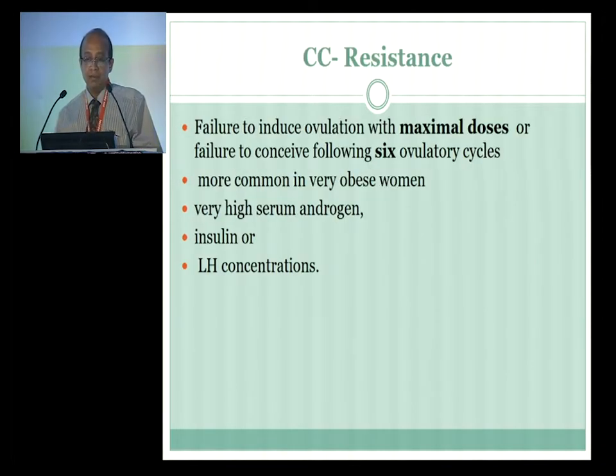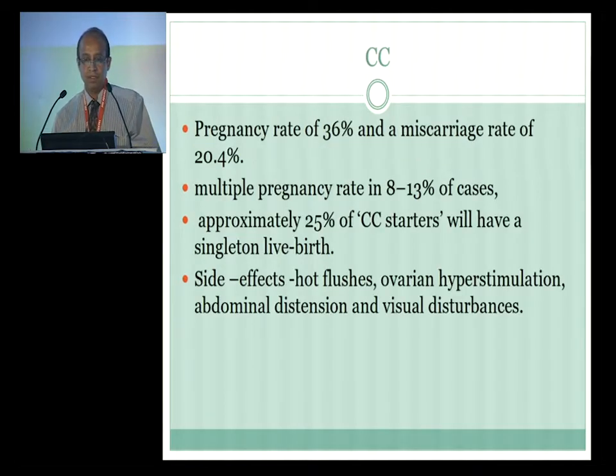Approximately 25% may fail to induce ovulation with the maximal doses, or fail to conceive following 6 ovulatory cycles. We call this clomiphene resistance. It is more common in the obese, in somebody who has very high serum androgen, hyperinsulinemia, or a very high LH concentration. So the overall pregnancy rate is 36%, with a miscarriage rate of 20%. Multiple pregnancy can happen in 8 to 13%. 25% of clomiphene citrate starters may have a singleton live birth.